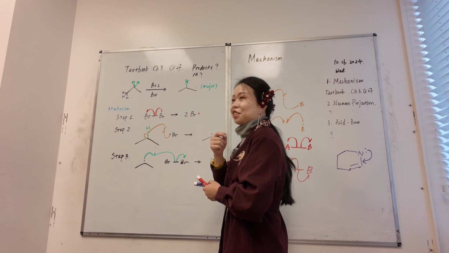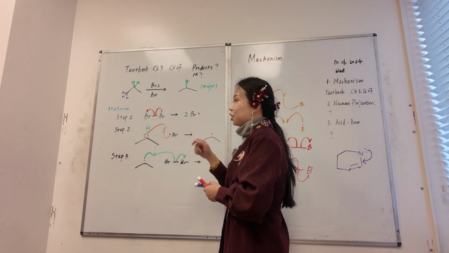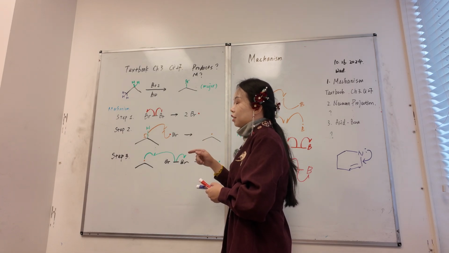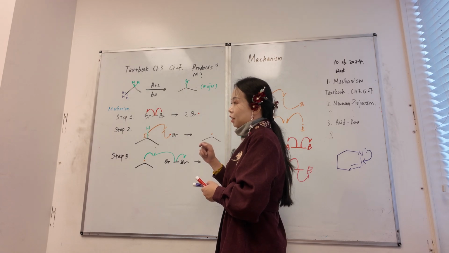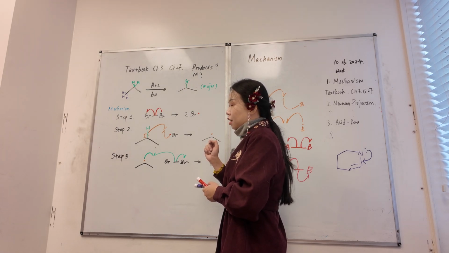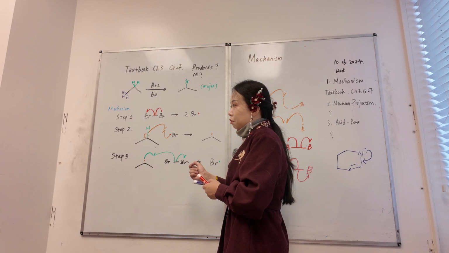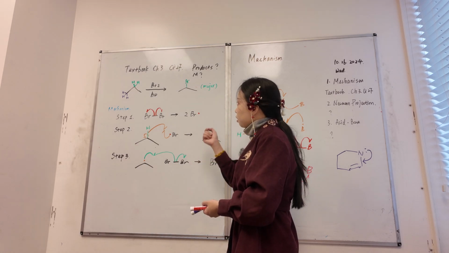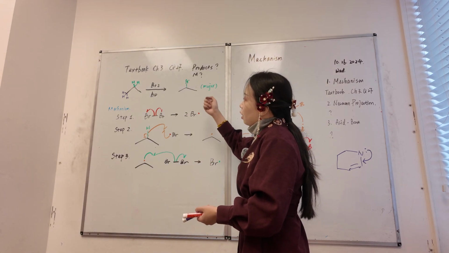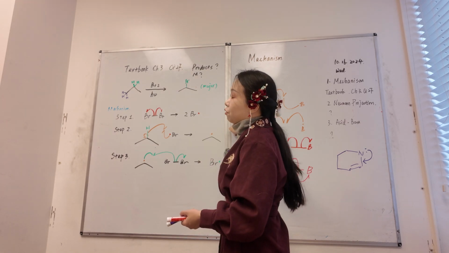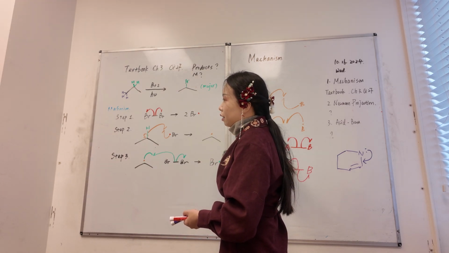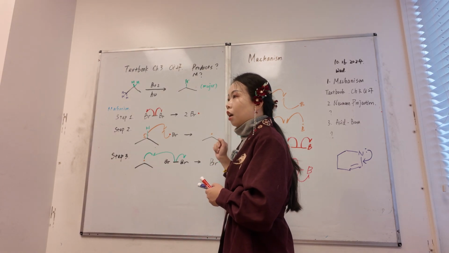If it's chlorine, we go with the selectivity. Chlorine selectivity is 5 for tertiary, 4 for secondary, 1 for primary. If it's fluorine, there is no selectivity, which means fluorine will react based on 1, 1, 1 when you multiply the selectivity. Are we good?